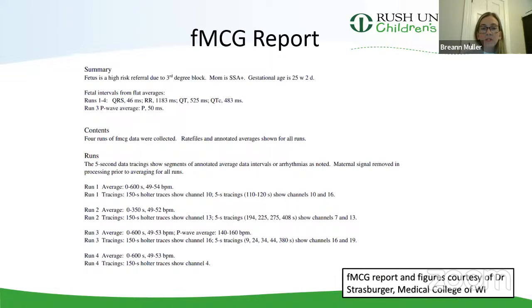So this is an example of a report from the patient that we sent up there. This was a mom who had SSA antibodies, did not know she had them until we diagnosed the fetus with complete heart block. She was 25 weeks when she went up to see Dr. Strasburger. So this is courtesy of Dr. Strasburger. And they do what's called runs. There are 4 runs for the patient. At the top here, you'll see that they averaged out and give the average QRS duration, the RR, the QT, and the QTc. So this QTc is normal. There was no prolonged QT for our patient. And then you can see here on the runs, the average heart rate for our patient never went above 54.